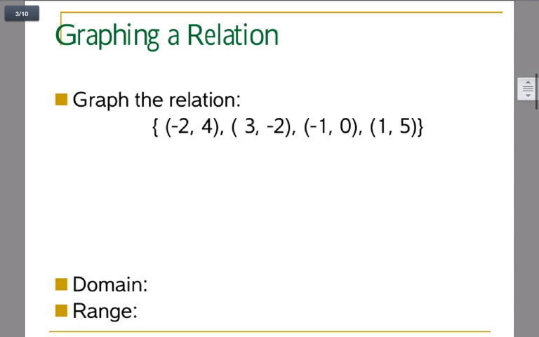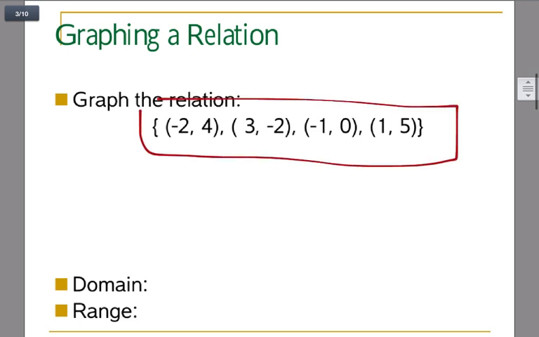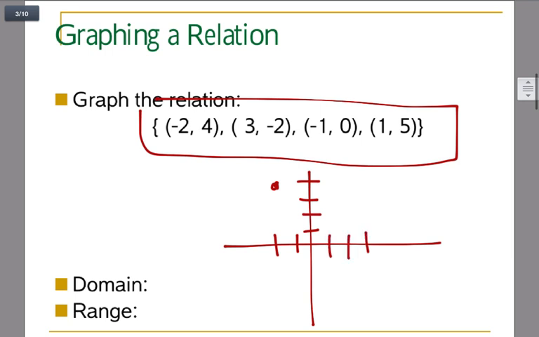And now what we're going to do is graph a relation. A relation is just a group of ordered pairs. And so all we do is plot them on the graph. So plot each one, -2, 4. So 1, 2, 1, 2, 3, 4, draw a dot. And then you go to 3, -2. So you go right 3, 1, 2, 3, down 2. And that's the second one. -1, 0, dot right there, and then 1, 5. So one more higher, and right there. So that is my relation. I've graphed it. So you're plotting points. It's not a complicated thing.